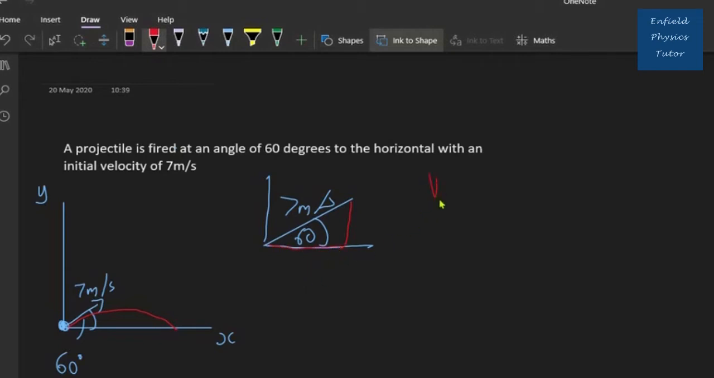So from trigonometry we know that V in the X direction is going to be 7 cosine 60, and that V in the Y direction is going to be 7 sine 60. And those are our initial velocities in the X and Y directions.